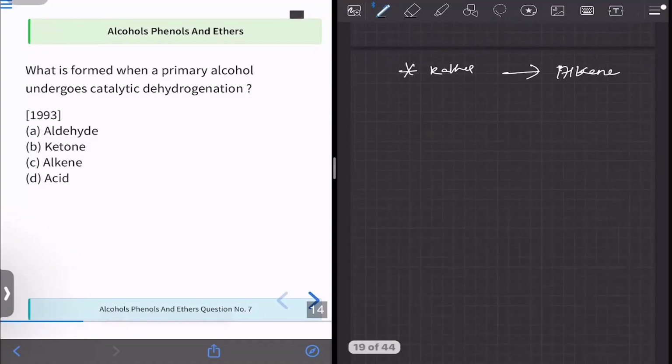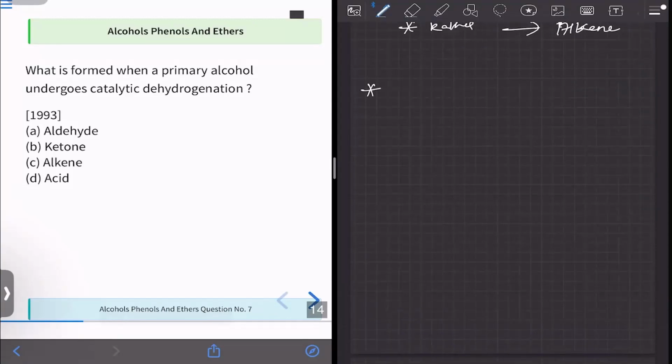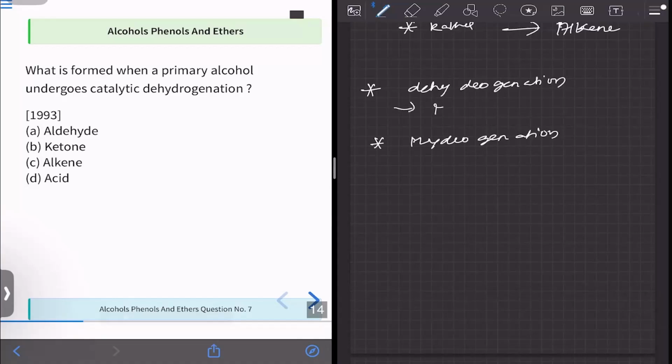Next one. Which of the following, when primary alcohol undergoes catalytic dehydrogenation? What is meant by dehydrogenation and hydrogenation? Hydrogenation means addition of hydrogen. Dehydrogenation means removal of hydrogen. They are asking about catalytic dehydrogenation. Removal of hydrogen in the presence of a catalyst is known as catalytic dehydrogenation. Addition of hydrogen to the molecule is known as hydrogenation.